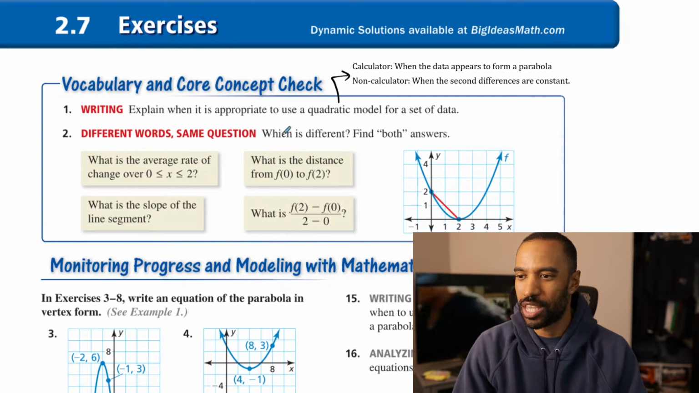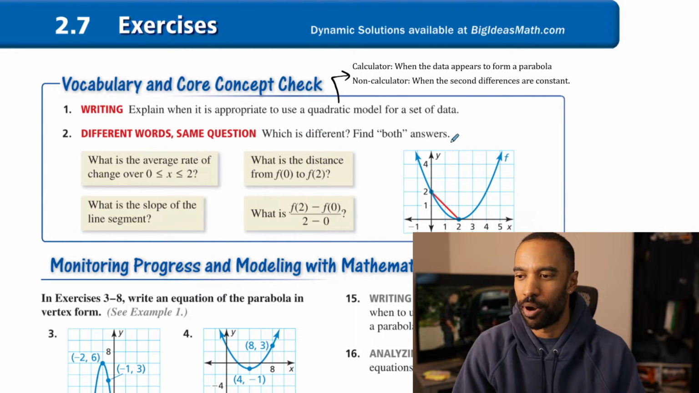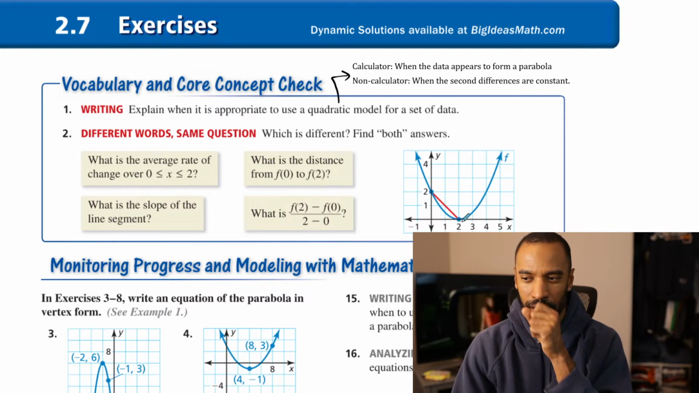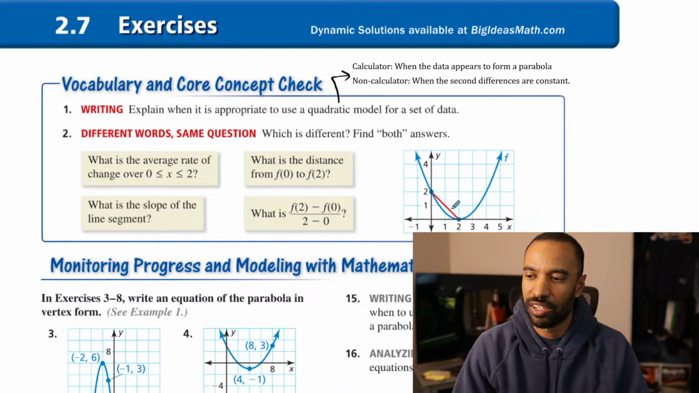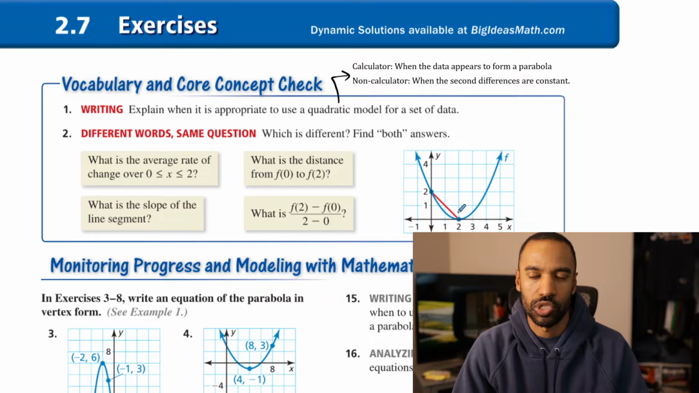All right, different words, same question. Which is different? Find both answers. Excuse me, they're giving you a visual of a parabola, and they're showing this red line. That's one of those things, finding the slope.